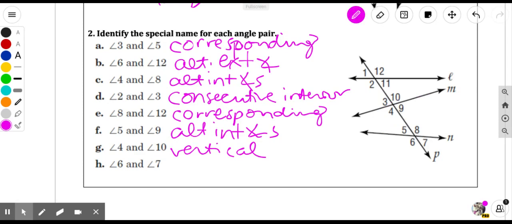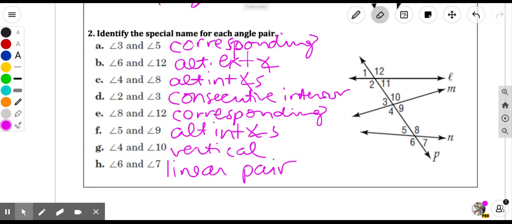Okay, and then the last one, 6 and 7. So what are these? These are different sides of the transversal, both exterior, but they're adjacent. So they're not alternate exterior. What are they? Hopefully you guys all know by now. These are a linear pair.